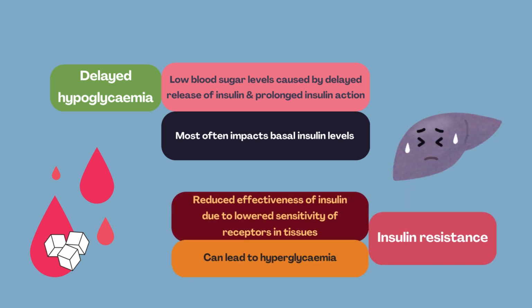Next is insulin resistance, which refers to the reduced effectiveness of insulin due to lowered sensitivity of receptors in body tissues, as alcohol also damages body tissues. This illness is much more severe as the reduced insulin sensitivity means there is less uptake of glucose, which can lead to hyperglycemia or elevated blood sugar levels down the line.